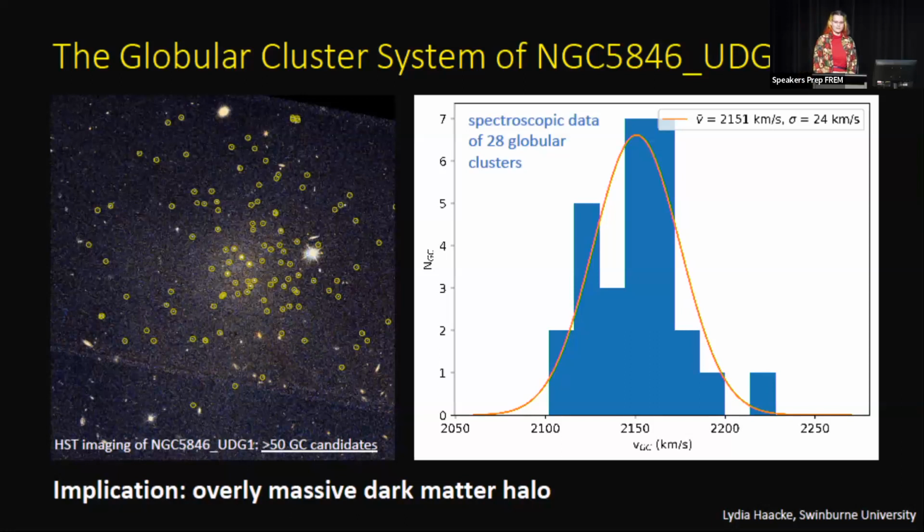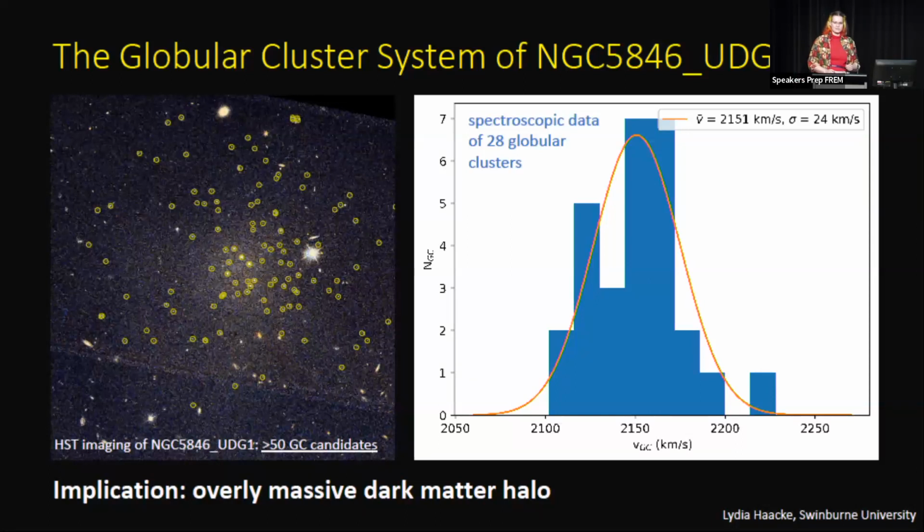But just a quick reminder, an ultra-diffuse galaxy is really big in size, small in stellar mass. Unfortunately, it doesn't cancel out and make them normal. The one I'm looking at is interesting because just from imaging, it has over 50 candidates for globular clusters, which is more than you'd expect.